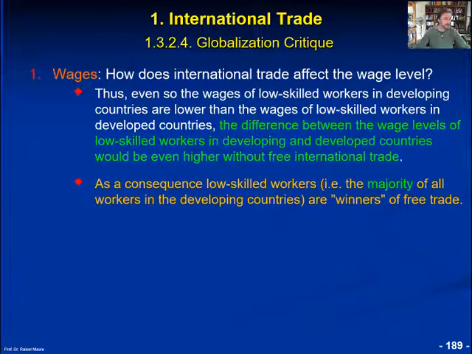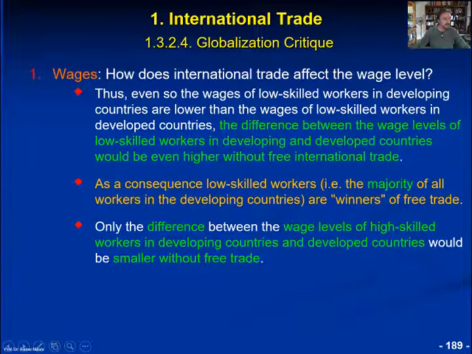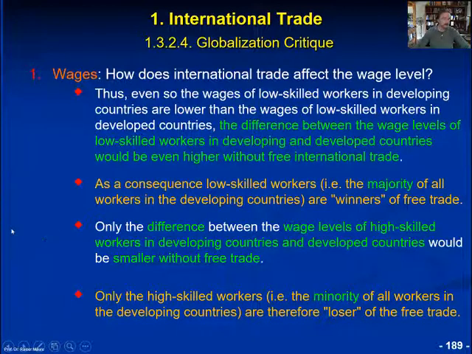As a consequence, low-skilled workers, which are the majority of workers in developing countries, are winners of free trade. Only the difference between wage levels of high-skilled workers in developing countries and developed countries would be smaller without free trade. So only high-skilled workers, which are the minority of all workers in developing countries, are therefore losers of international trade.